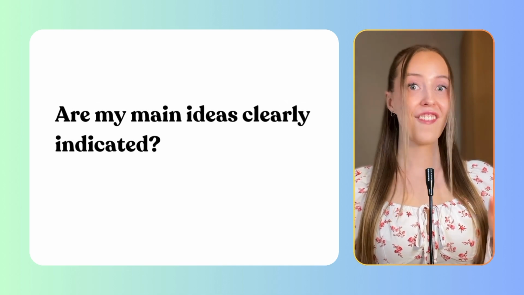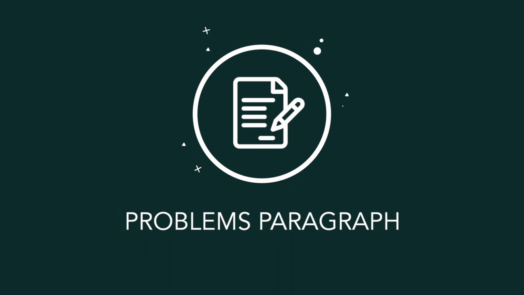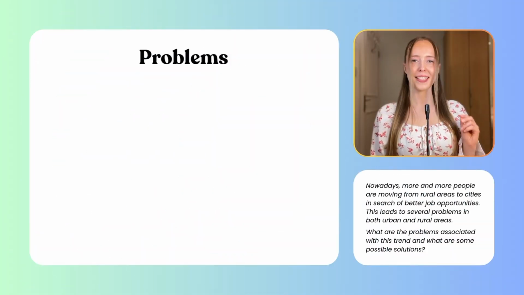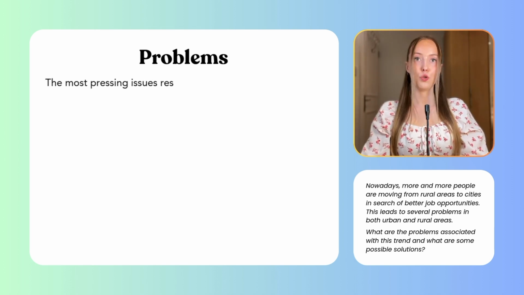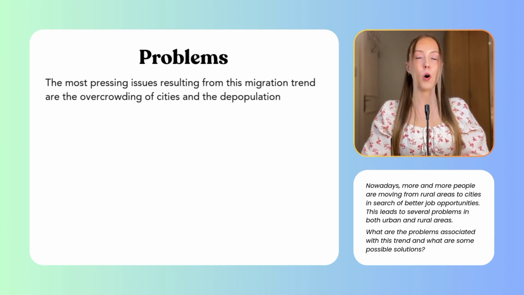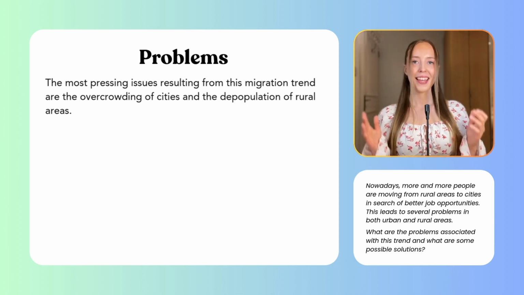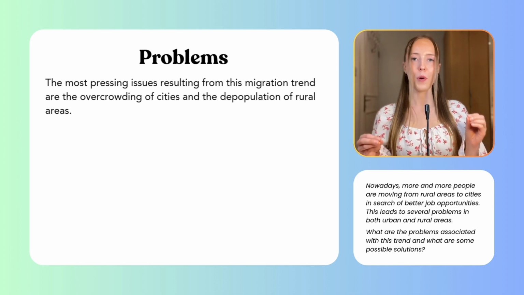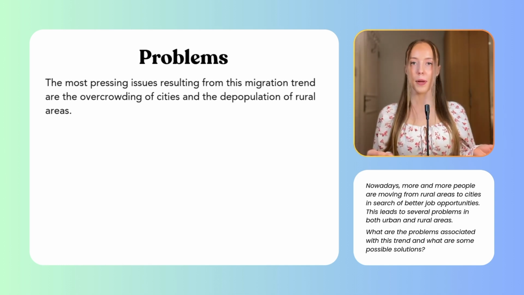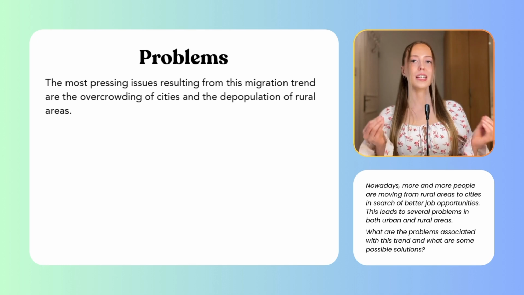Let's now write our first main body paragraph. Firstly, we write our topic sentence by stating both problems clearly. The most pressing issues resulting from this migration trend are the overcrowding of cities and the depopulation of rural areas. Here, we've summarised the two main problems that will be discussed, one urban, overcrowding, and one rural, depopulation.